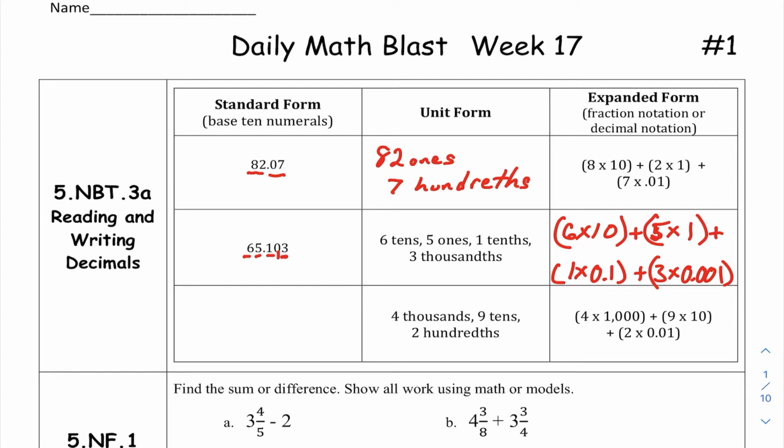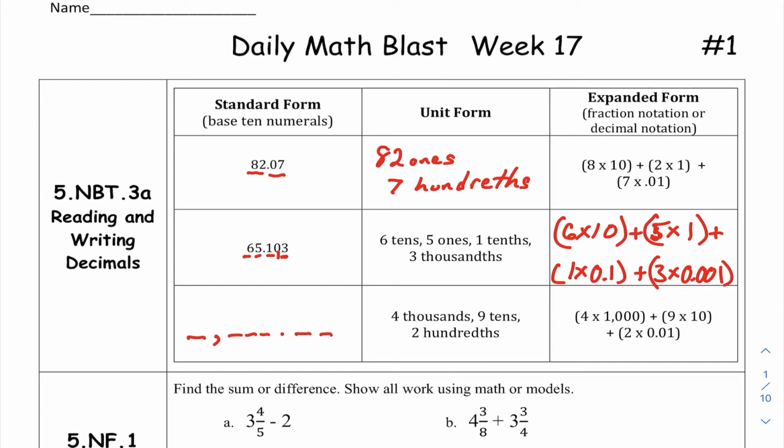Our next line here, we need the standard form. Now I could take the unit form or the expanded form and build that. I'm going to go to the expanded form. So I have 4 multiplied by 1,000 plus 9 multiplied by 10 plus 2 multiplied by 100th. So I can put my blanks here.